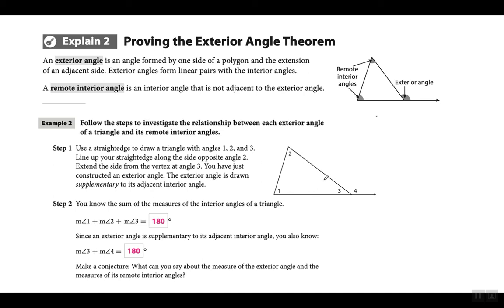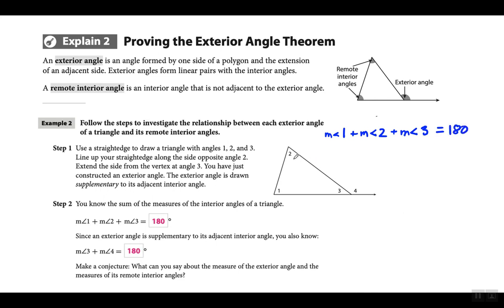Alright, so look, if we look at this diagram, we already know that when you add up the interior angles of a triangle, it has to equal 180. So the measure of angle 1 plus the measure of angle 2 plus the measure of angle 3 equals 180. This is on one of your questions.